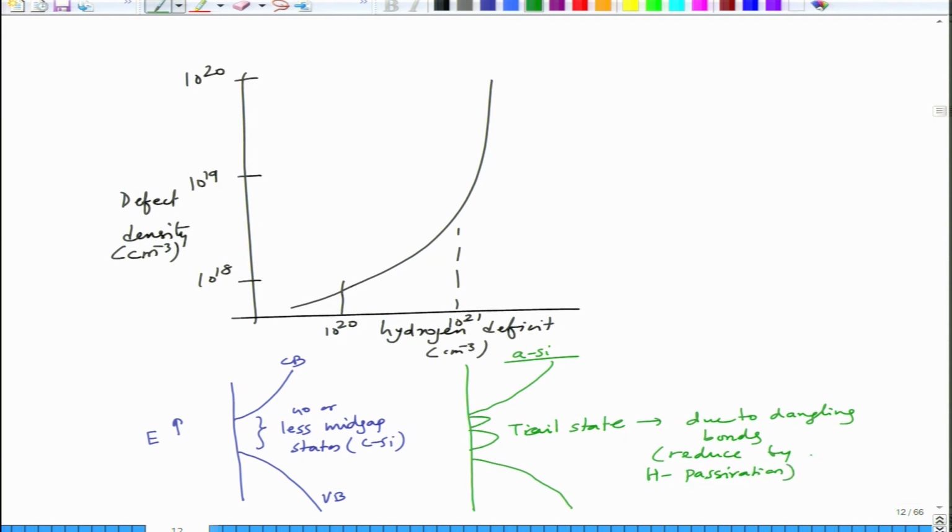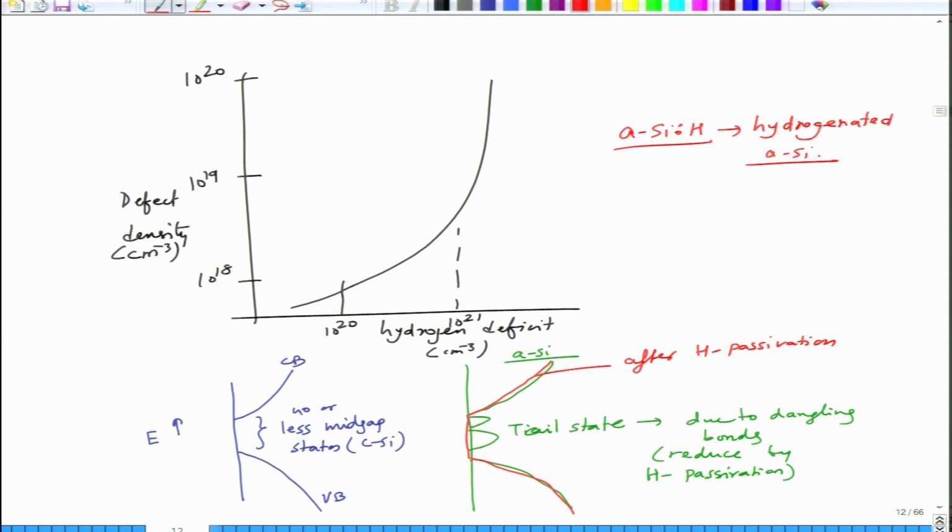So, if this is before passivation, after passivation it is going to look like this. That is why amorphous silicon is always noted as amorphous silicon H. This is hydrogenated amorphous silicon with lower defect density.